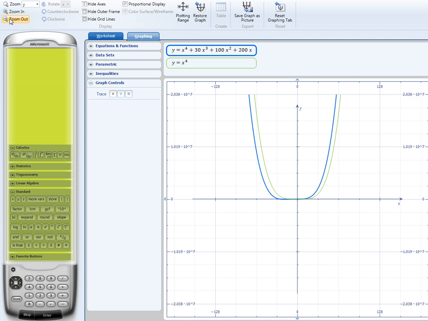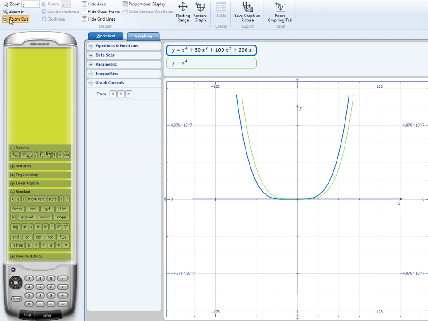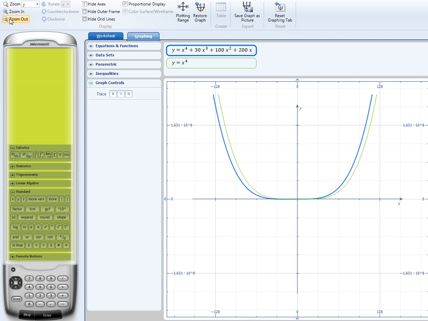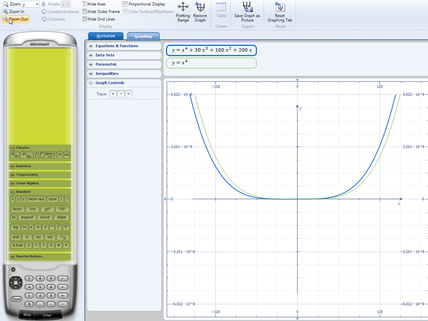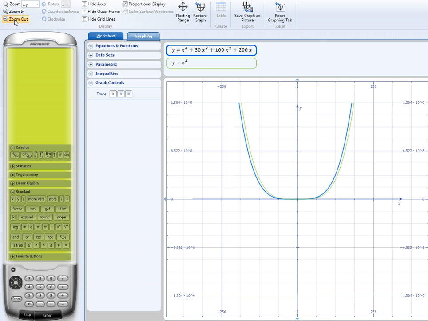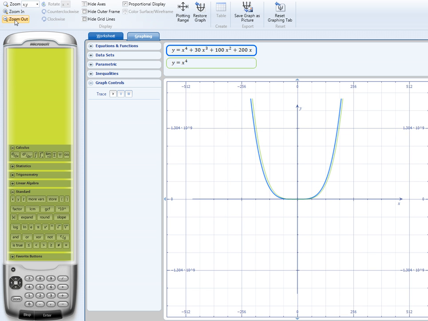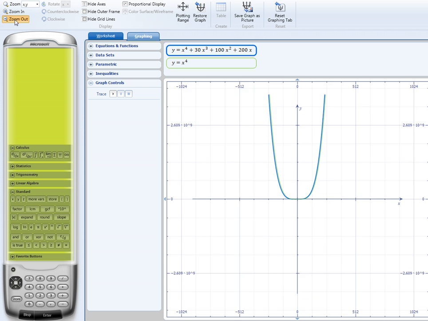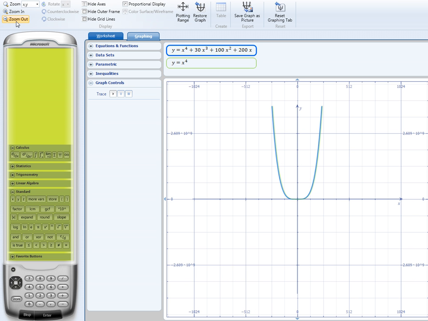But eventually, you almost can't even tell that there are those other terms there. If I go out far enough, I won't be able to. I mean, look at that. At that point, you can't even tell, right? So what's the moral of that story?